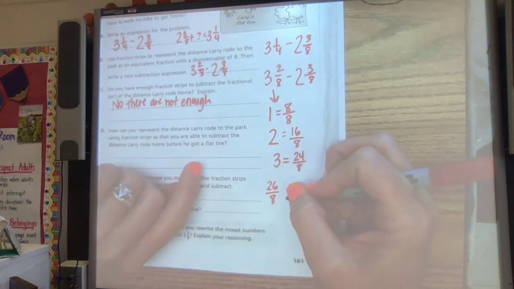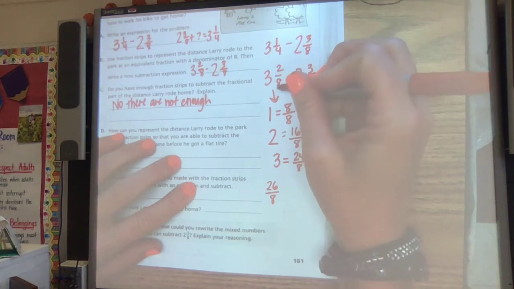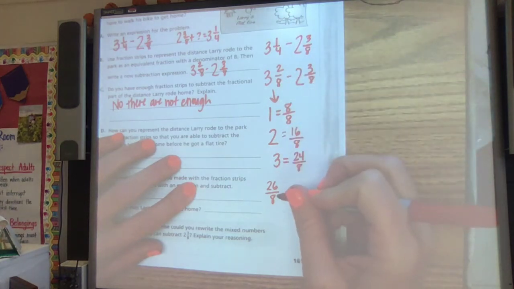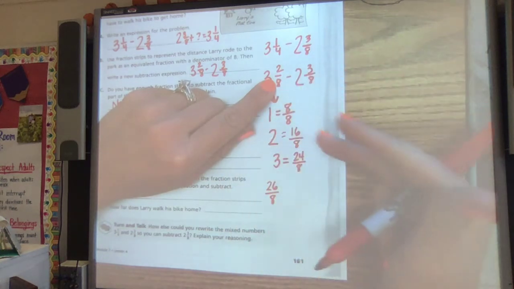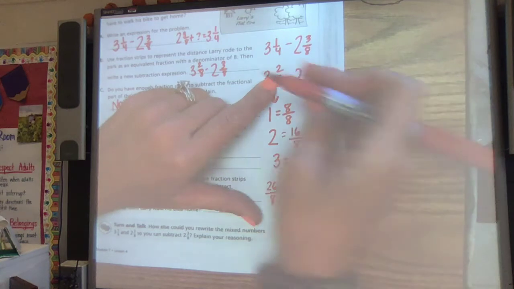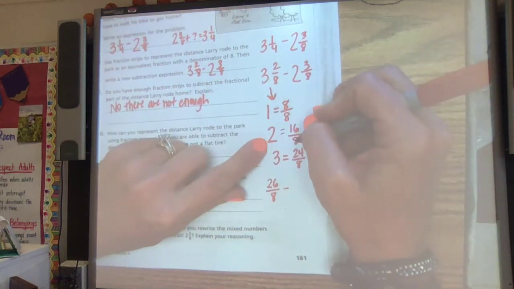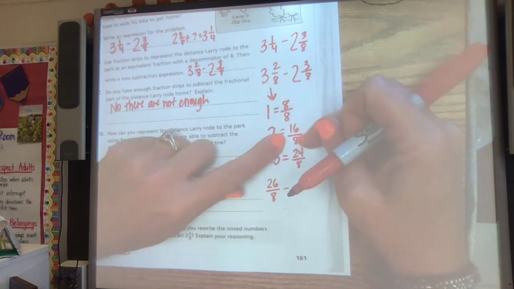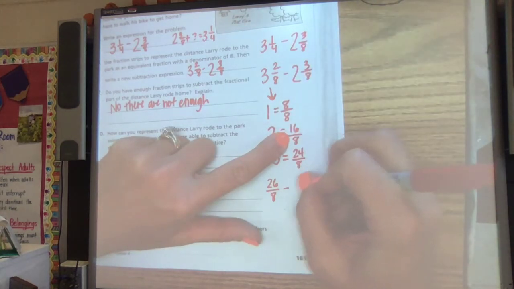So what we're saying is 3 2/8 is equivalent to 26 eighths, because we had 3 wholes: 8, 16, 24 eighths, 25, 26. We're going to do the same thing with these. Again, we know 2 wholes is 16 eighths, 17, 18, 19 eighths.